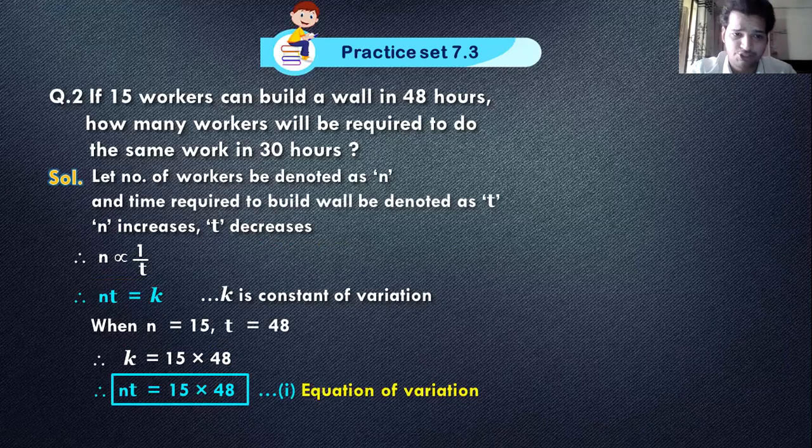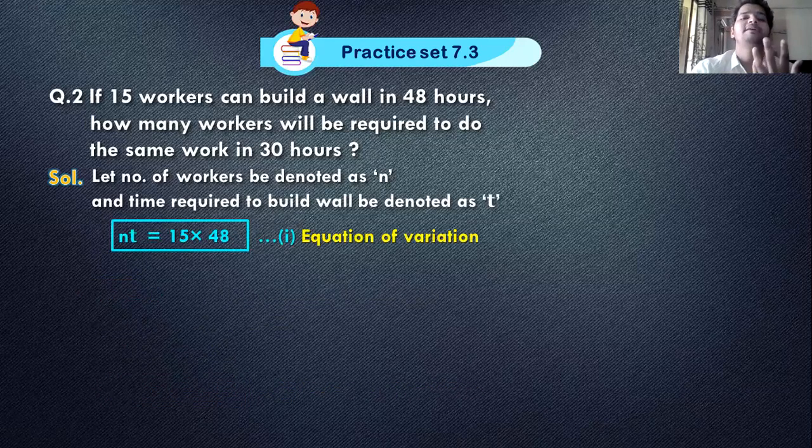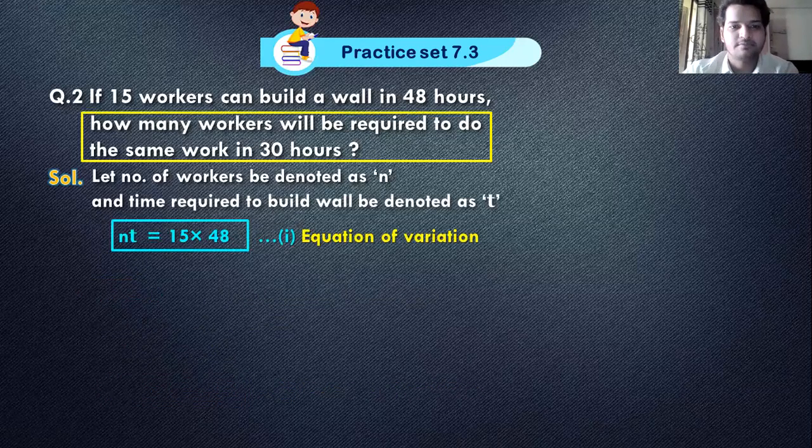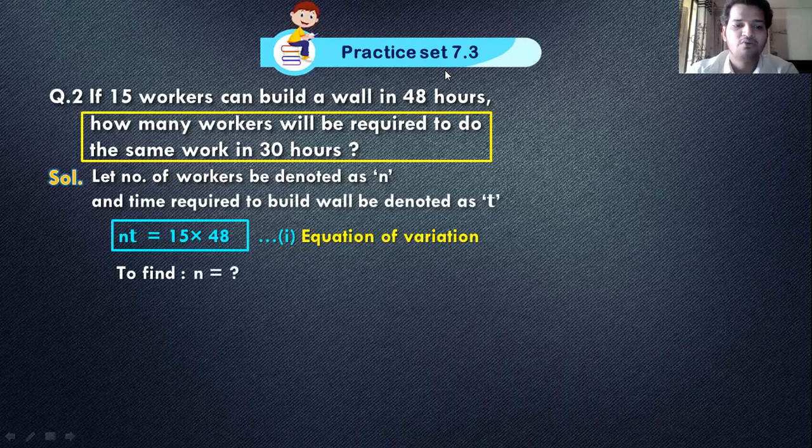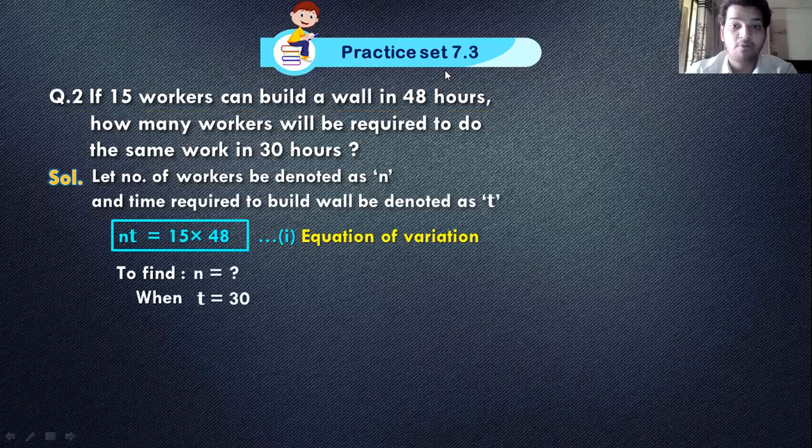As per the question, how many workers will be required? So they are asking how many workers? Kitne workers? Means the number of workers is unknown, right? But they are giving us the time of 30 hours. The value of t is given to us. So let us find n when t is 30 from equation number 1.